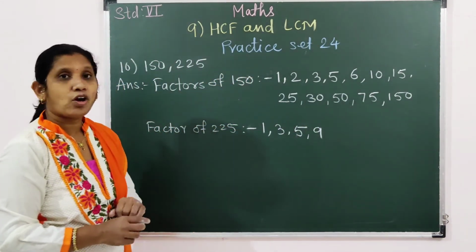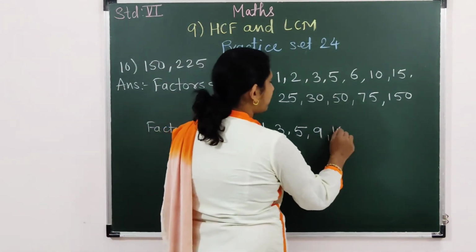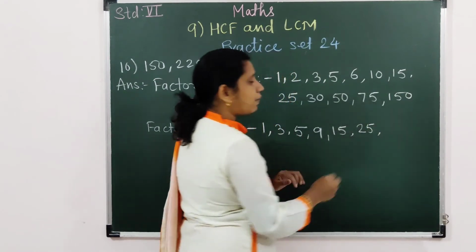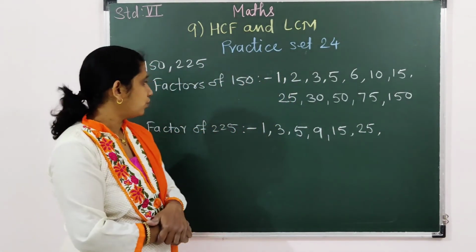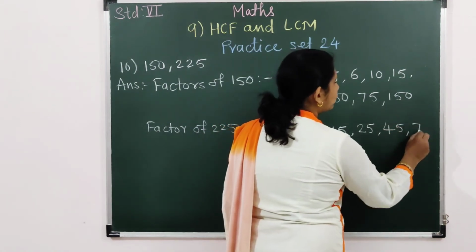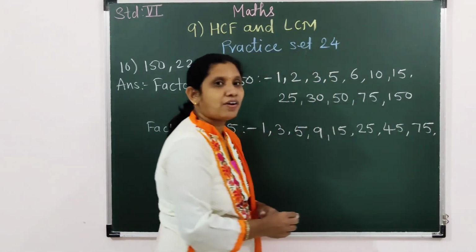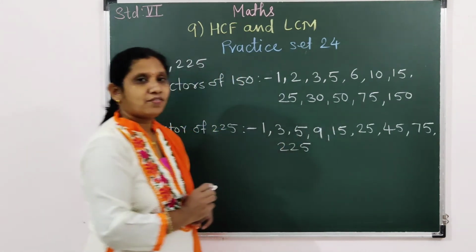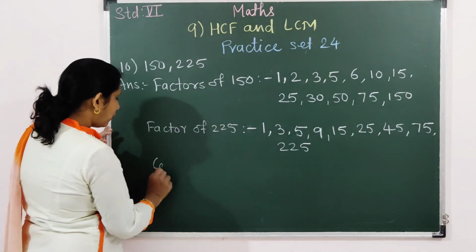Then it is the square of 15. 15 15s are 225. It is divisible by 25 also, right? Then by 45. Also it is divisible by 75 as well as the number itself, 225. Now let us write down common factors.